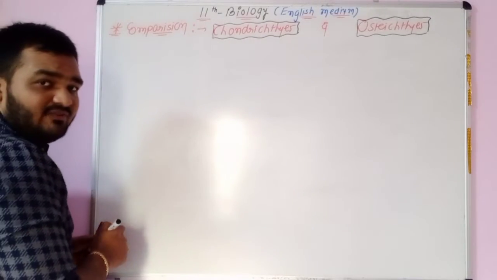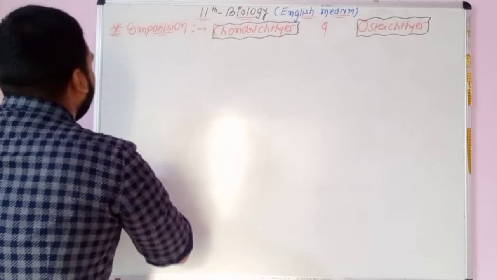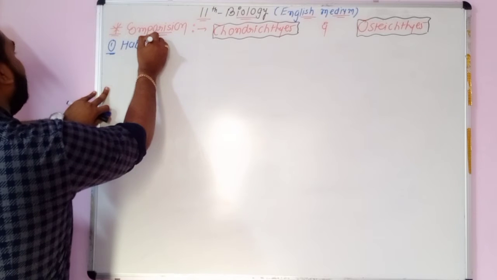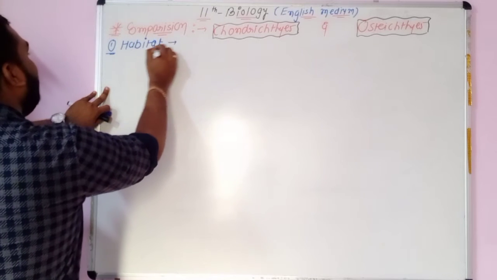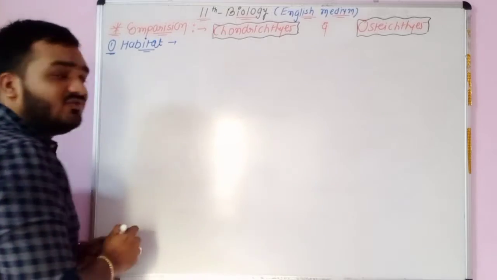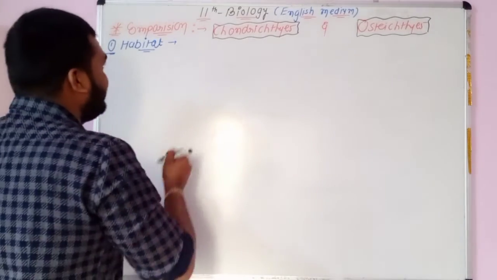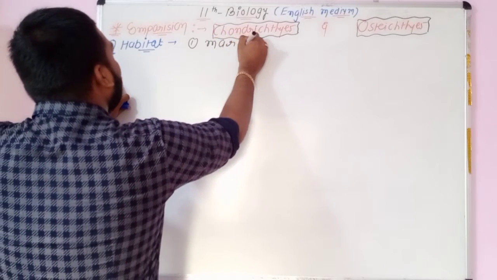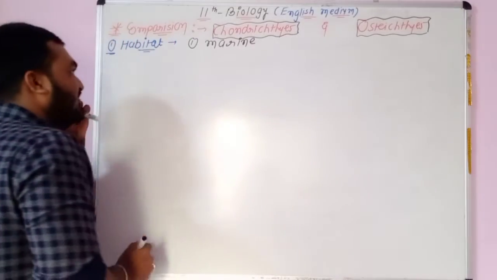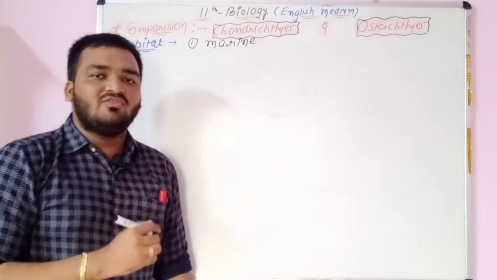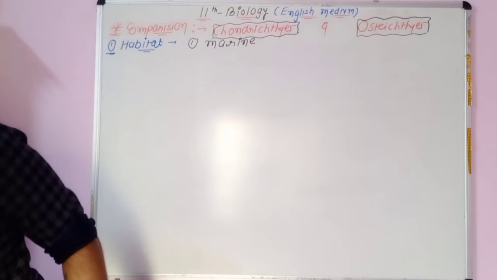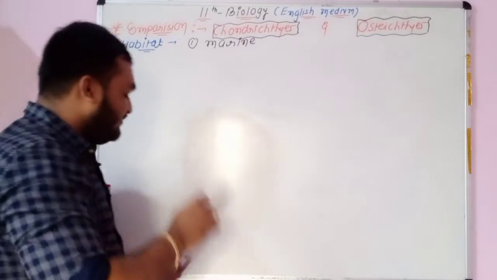See, the first character, I will write some characters from this book. So the first character: what about the habitat? Generally, Chondrichthyes are marine. You will remember this. Generally, Chondrichthyes are marine, meaning found in salty water. This type of fishes are found in salty water.